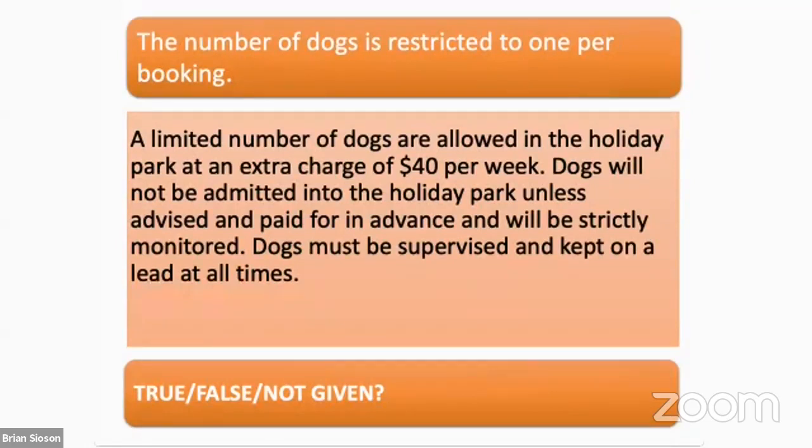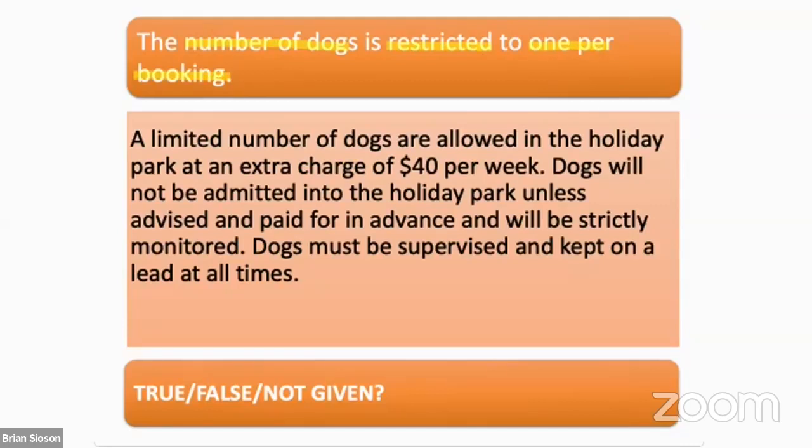So let's read the passage. A limited number of dogs are allowed in the holiday park at an extra charge of $40 per week. Dogs will not be admitted into the holiday park unless advised and paid for in advance and will be strictly monitored. Dogs must be supervised and kept on the lead at all times. All right, let's analyze once again. Don't answer the question based on your understanding. That's not how you do it in IELTS. You have to match all the keywords. We have number of dogs restricted, only one per booking.